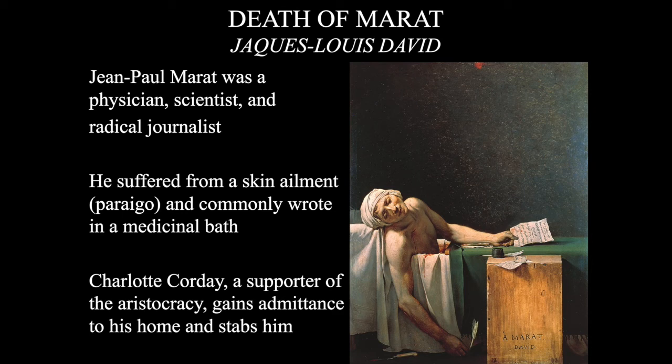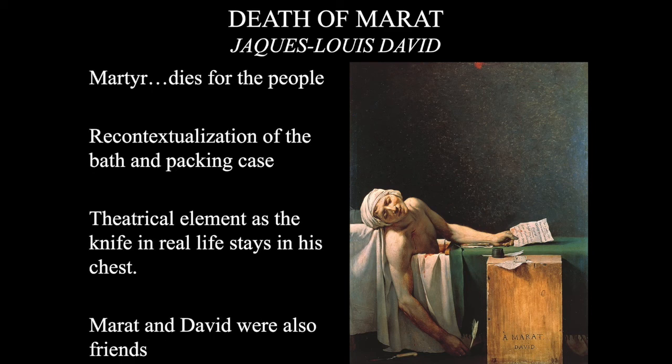However, Charlotte Corday, who was a supporter of the aristocracy, gained admittance to his home under false pretense, and when she is alone with him, she stabs him. She is caught, and she is herself executed at the guillotine 4 days after this event. Marat himself is a martyr. He dies for the people.